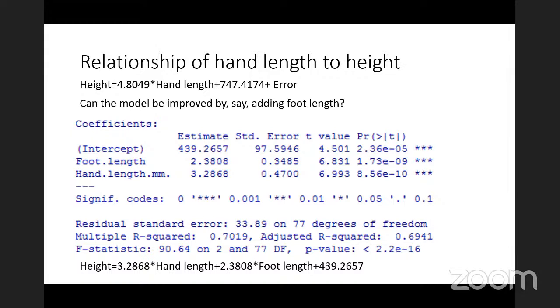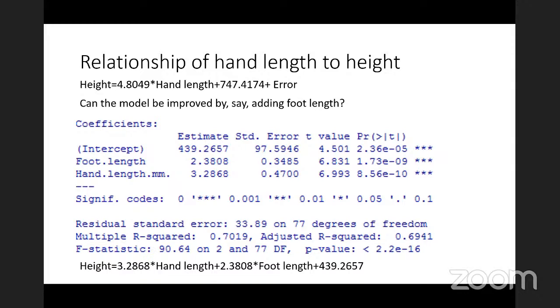Height is equal to around 3.2868 into hand length plus 2.3808 into foot length plus 439. So we get a totally different regression equation over here, and this regression equation shows a better fit compared to the previous one.